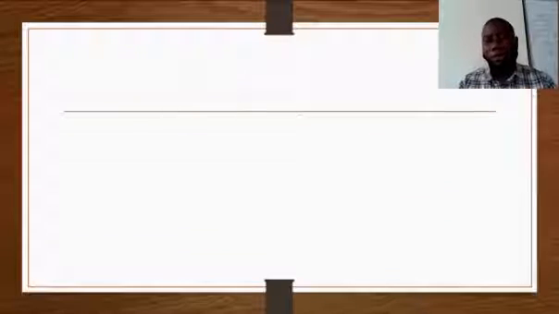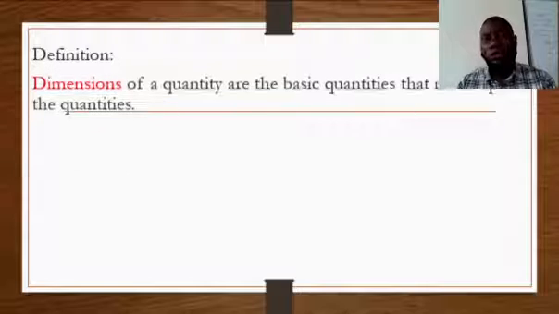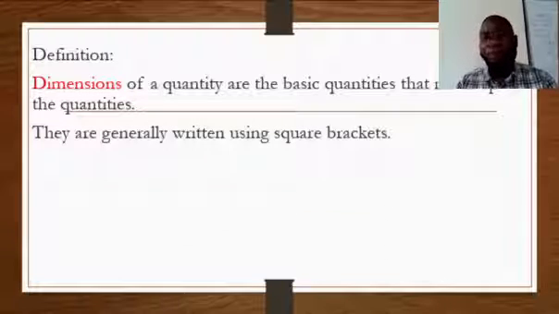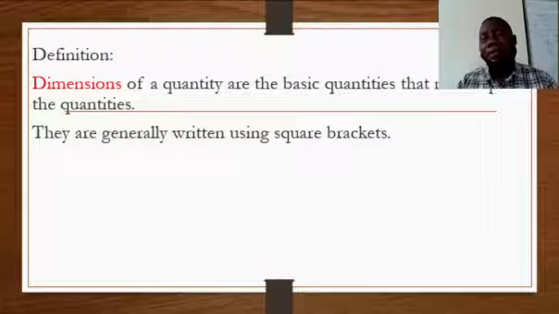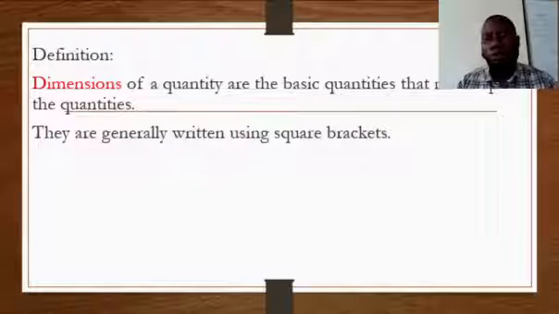1. What is dimension? Dimension is a way of representing quantities in terms of their fundamental quantities. That is, dimensions of a quantity are the basic quantities that make up the quantity. To write the dimension of a quantity, you need a square bracket and a capital letter. Then, for you to be able to write dimension, you need to understand indices and the formula of the quantity that you want to write its dimension.